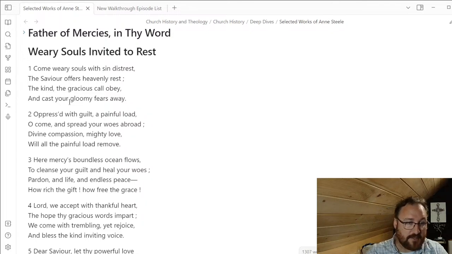Again, earth is referred to as a gloomy wild or a gloomy place that gives us gloomy fears. Again, weary souls with sin distressed, the Savior offers heavenly rest. This constant dichotomy between earthly and heavenly reminds us consistently that the only connection between these is the grace of God, who calls from the heavenly to the earthly to follow him and leave gloominess behind.